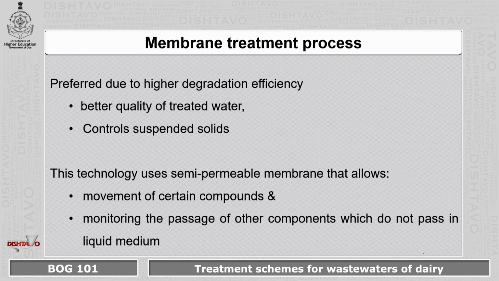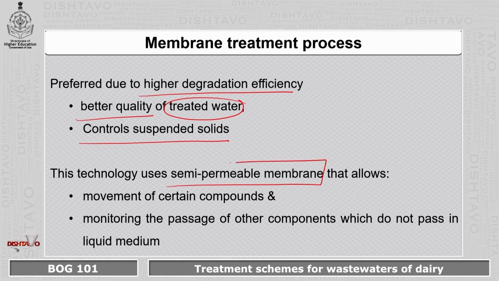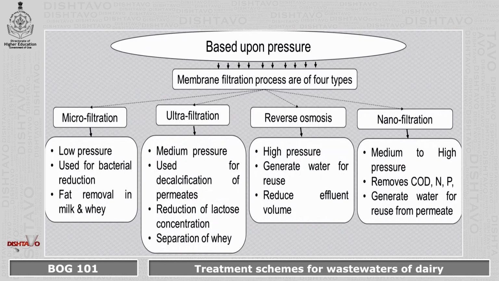Membrane treatment process. It is preferred for its higher degradation efficiency. It provides a better quality of treated water, and it also controls the suspended solids. So, the membrane treatment process is basically based upon a semi-permeable membrane that allows the movement of certain compounds and also monitors the passage of other components.